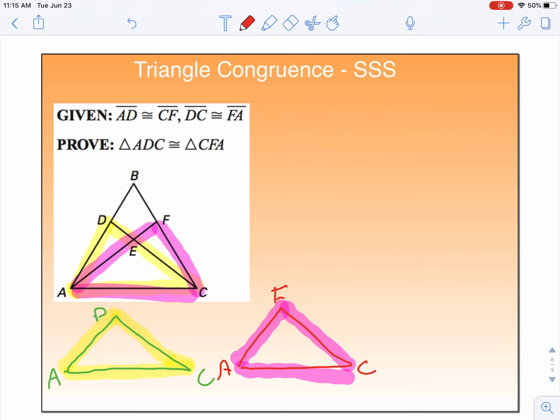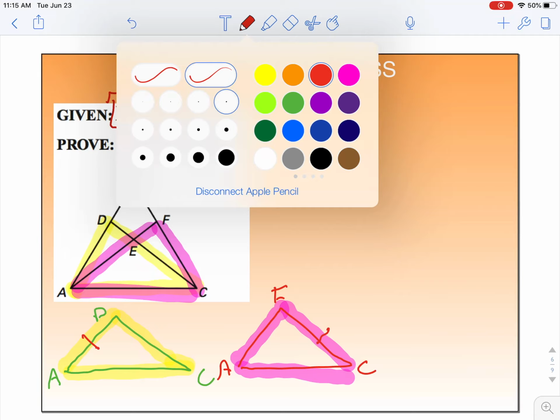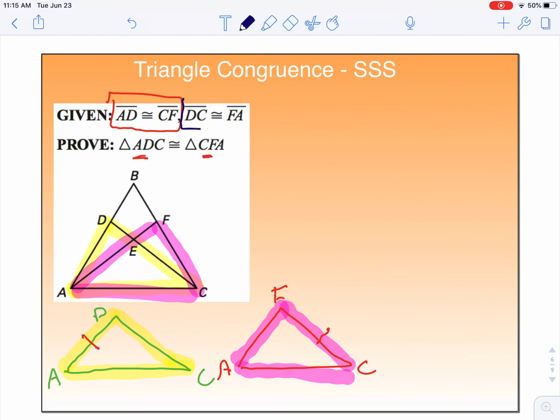Well, let's try. So let's first look at they tell us that AD is congruent to CF. That's one thing we have to check. Well, good, let's mark that. So AD is congruent to CF. Then it also gives us that DC is congruent to FA. That's another one we have to check. So let's mark that. So DC is congruent to FA.